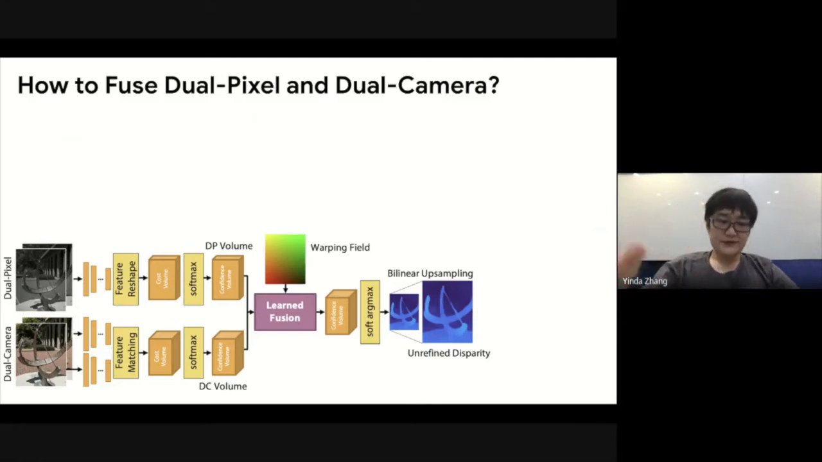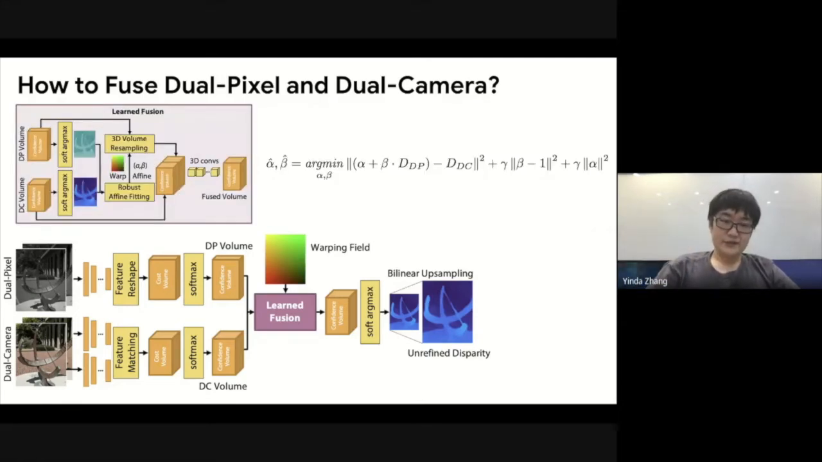So the way we fuse these two sources of information is to first fit this affine transformation using the predicted depth, and then we sample the dual pixel cost volume using the spatial warping together with the affine to make it align with the dual camera cost volume. And then we run some 3D convolution to refine the cost volume and then produce a low resolution disparity map.